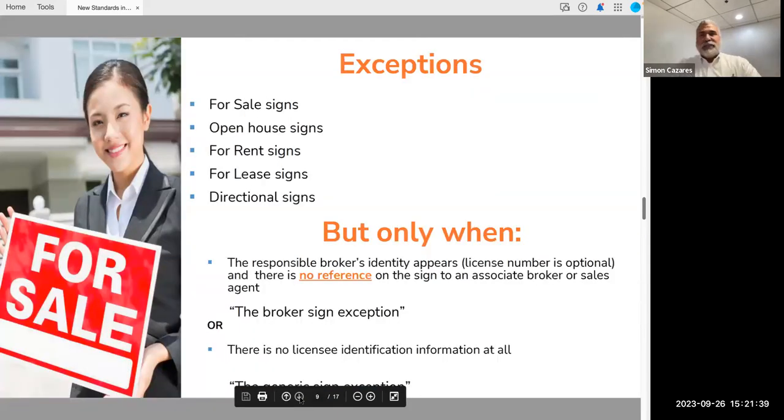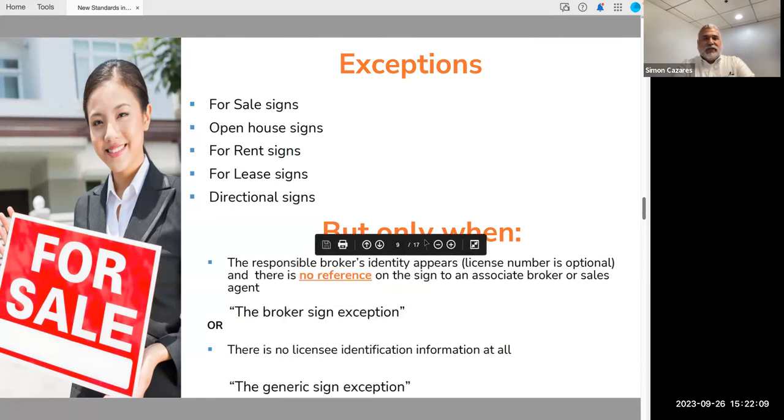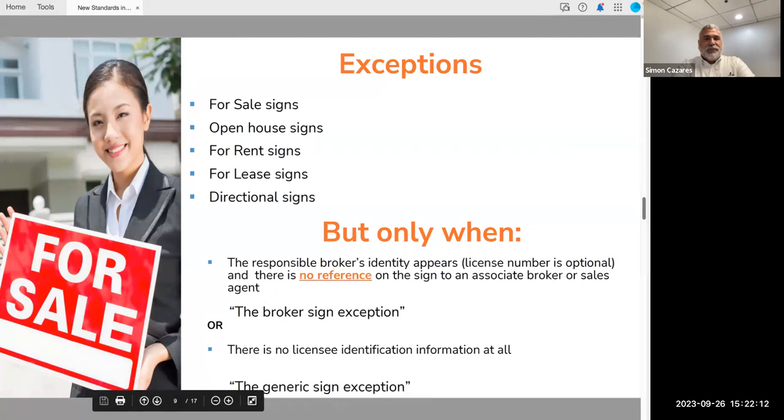All right, so exceptions. For sale signs, open house signs, for rent signs, for lease signs, directional signs, okay, but only when the responsible broker ID appears. License number is optional, and there is no reference on the sign to an associate broker or sales agent. The broker signs exceptions, or there is no license identification information at all. The generic sign exemption, okay?